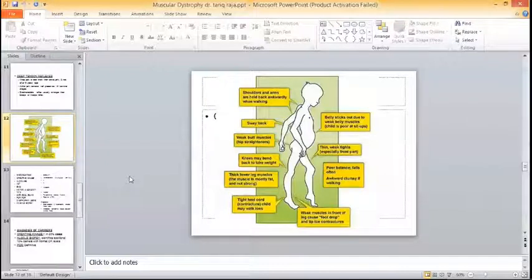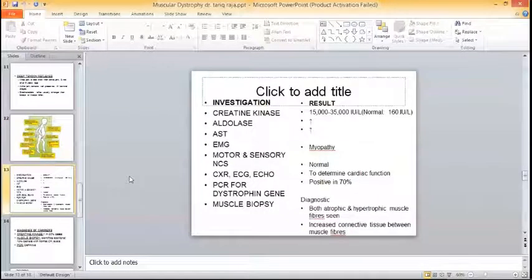Okay, moving on towards the investigation part, or the diagnostic part. What investigations would we like to carry out? The first and foremost important investigation is creatine kinase, that is CK levels, and it would be in thousands. The normal value is 160 international units per liter, and when the results come out, it is usually above 15,000, in the range of 15 to 35,000.